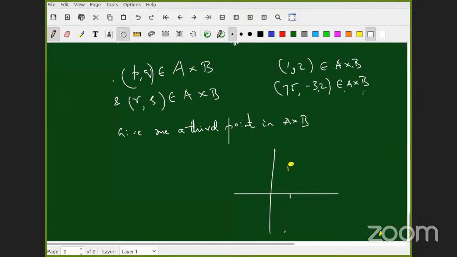Okay, I'm clearing all the feedback. Yeah, respond now quickly. What does this cross mark mean? Give me a third point. You are saying you can't give, or if you have not understood the question, that's fine. I have written that. Give me a third point in A cross B. At present I am avoiding P, Q. Okay, let's do it with the numbers.